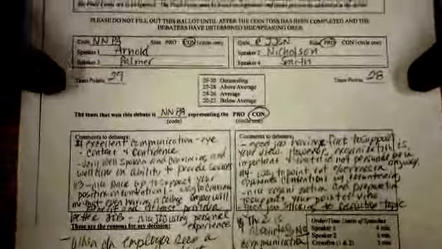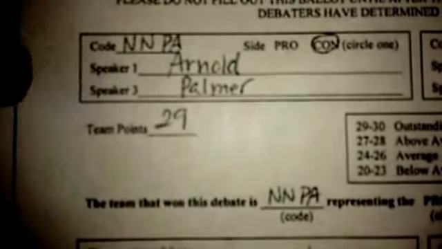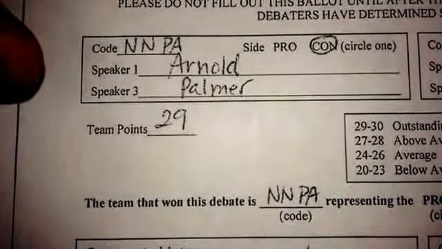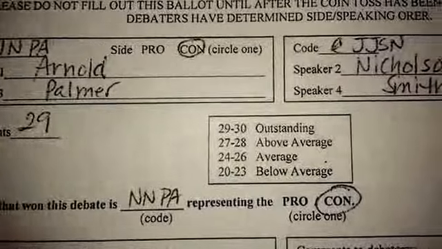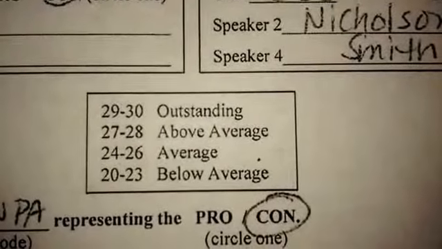Next, there's a line at the bottom for speaker points. On some ballots, you may have team speaker points, but on other ballots, you may have individual speaker points. In this case, you have team speaker points. Rank the team with the correct number of speaker points. You can give them from a 20 to a 30.